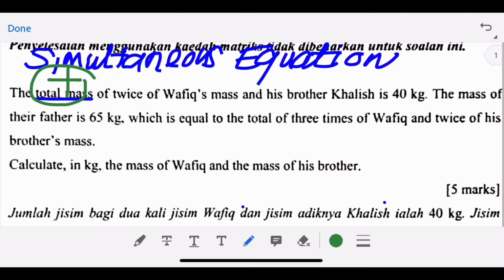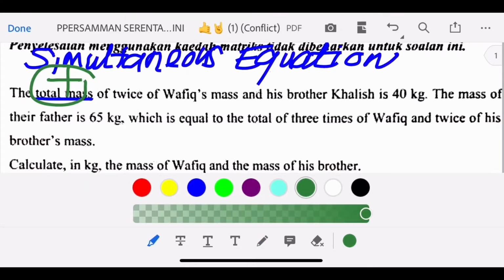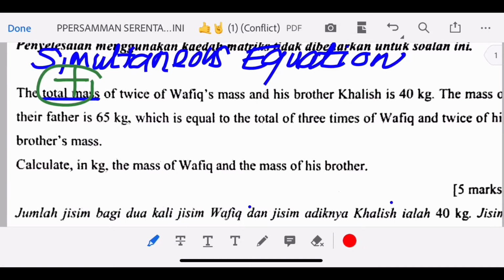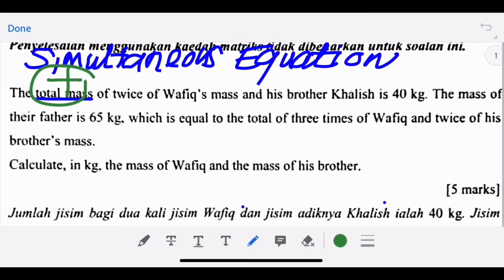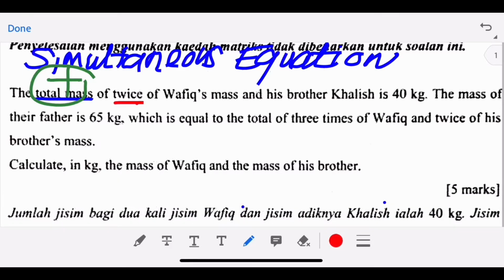Then we try to highlight the important keywords. For example, when we see twice, we will label as 2, and then we will assign the unknowns to represent Wafid's mass and his brother Khalish's mass as X and Y. That is how you do. When you see twice, you put 2. If twice, it means 2.